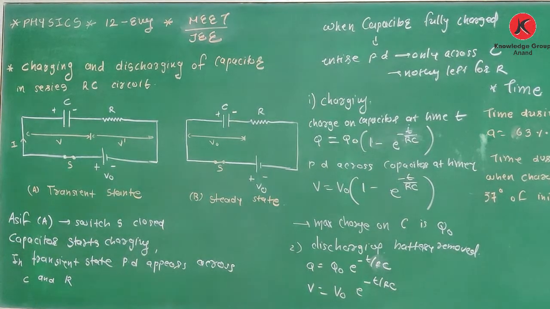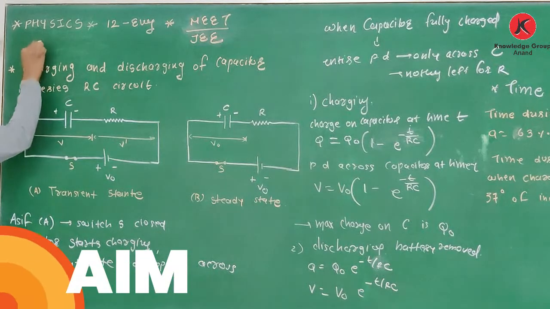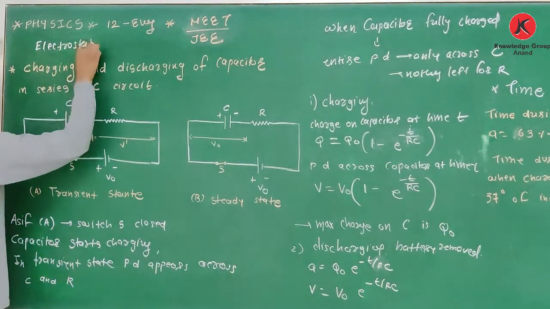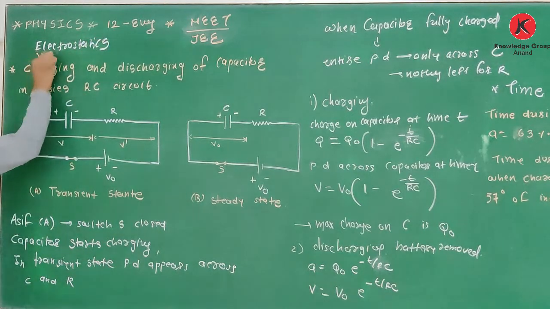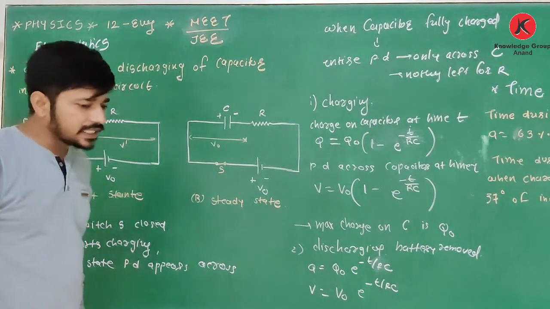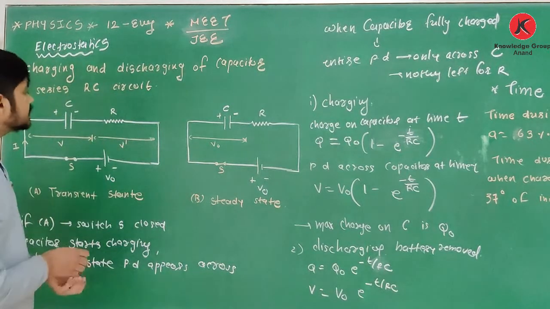Good morning, students. Under electrostatics, the next lecture is one new topic for you, that is charging and discharging of a capacitor in a series RC circuit. If a capacitor and resistor are connected in a circuit with a battery, with a cell, that is a DC source.